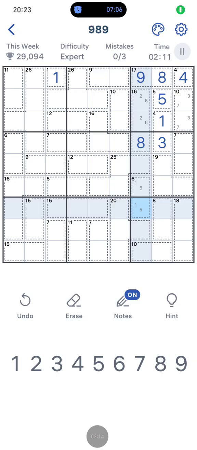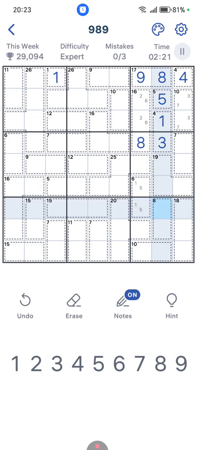Sorry, I had to pause a second. So, where else are we looking? Okay, so that's 6, that's 1 and 5. Oh, this 8's down here. Can't be 1, can't be 3, can't be 5. So this has to be 2 and 6.